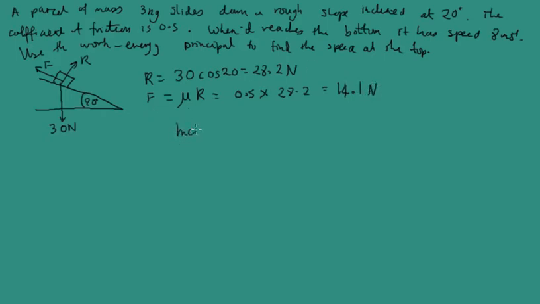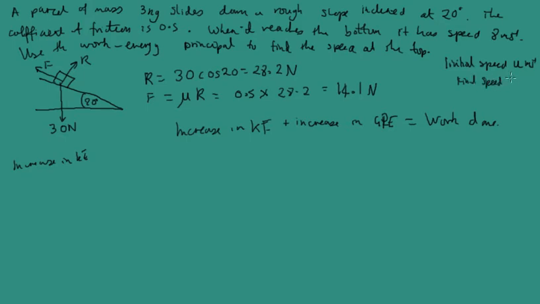So the increase in kinetic energy plus the increase in gravitational potential energy gives us the work done. So let's first think about the increase in kinetic energy. We're going to say the initial speed we'll call u meters per second, and the final speed we know as 8 meters per second.